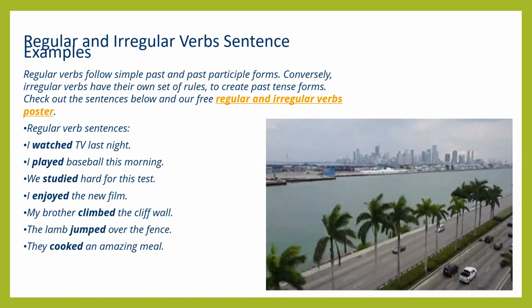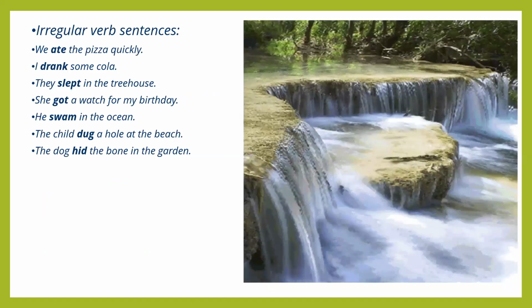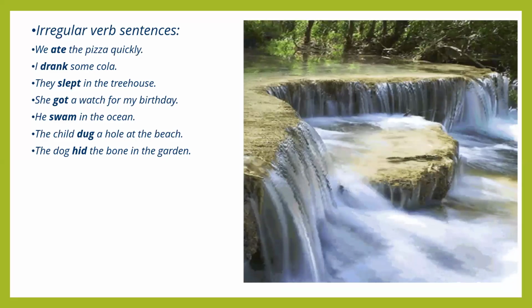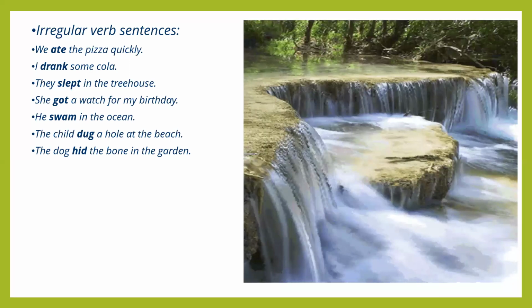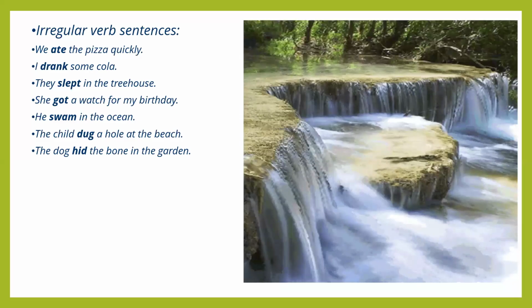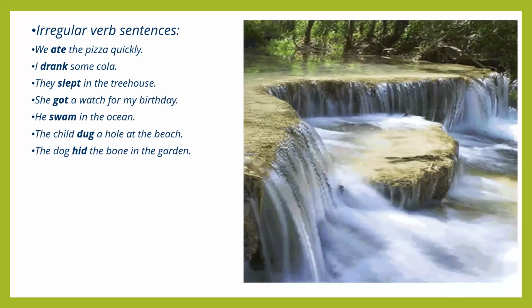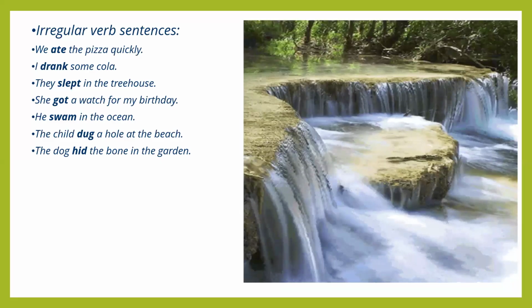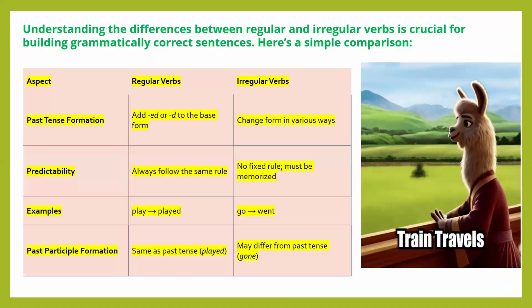These are regular verbs. Irregular verb sentences do not follow the regular, consistent rule. So we add the pictures quickly. I drank some Coca-Cola. They slept in the tree house. She got a watch for my birthday. He swam in the ocean. The child dug a hole at the beach. The dog hid the bone in the garden. In all of these, ate, drank, slept, got, swam, dug, hid are the irregular verbs.